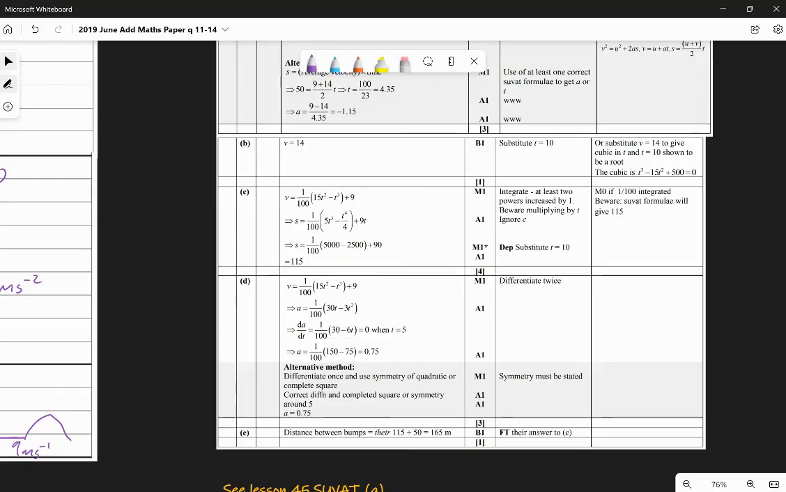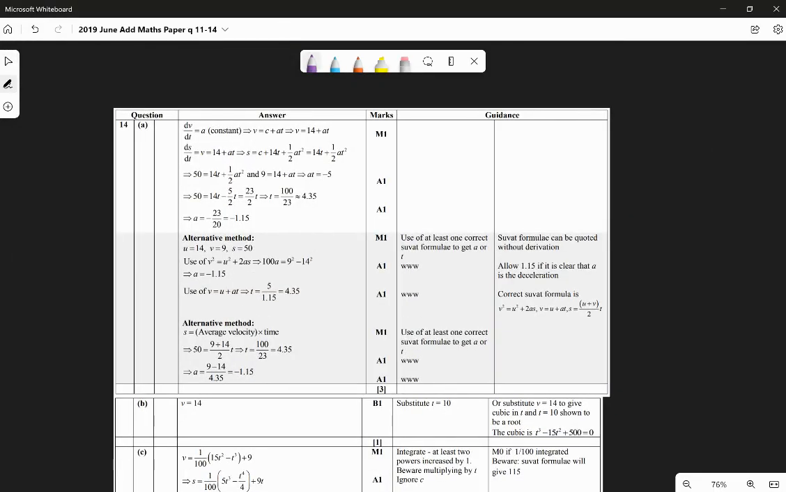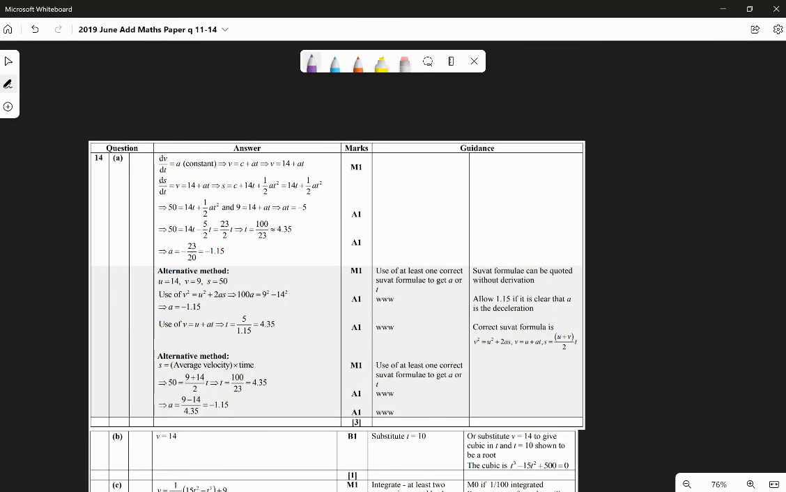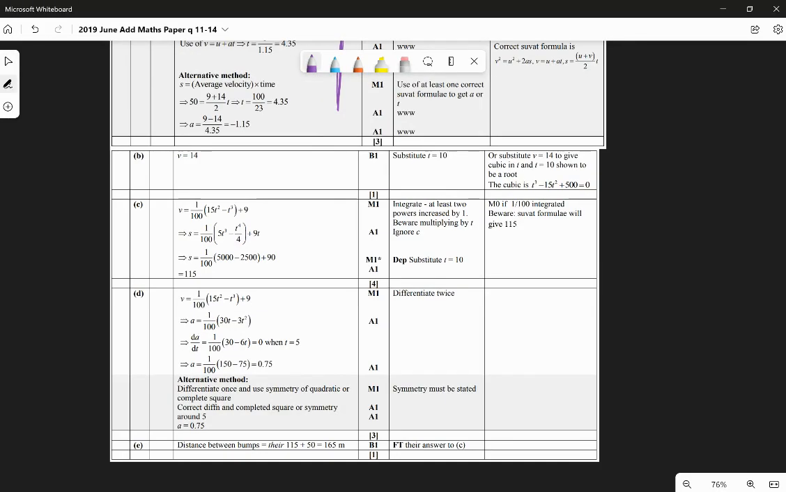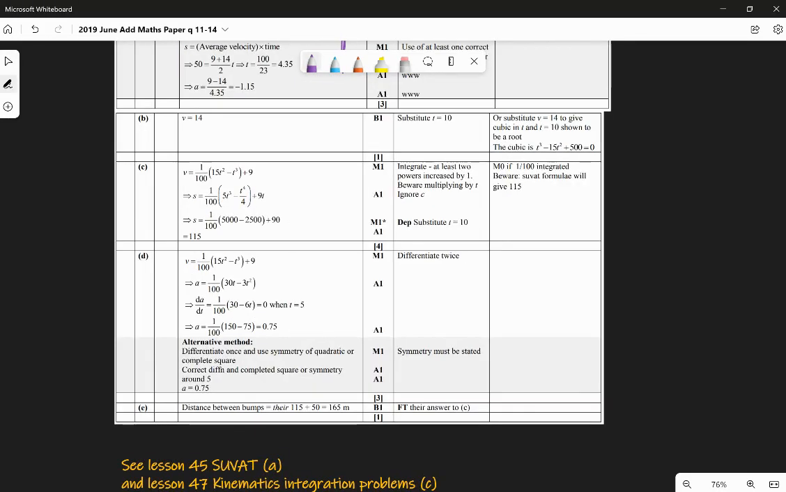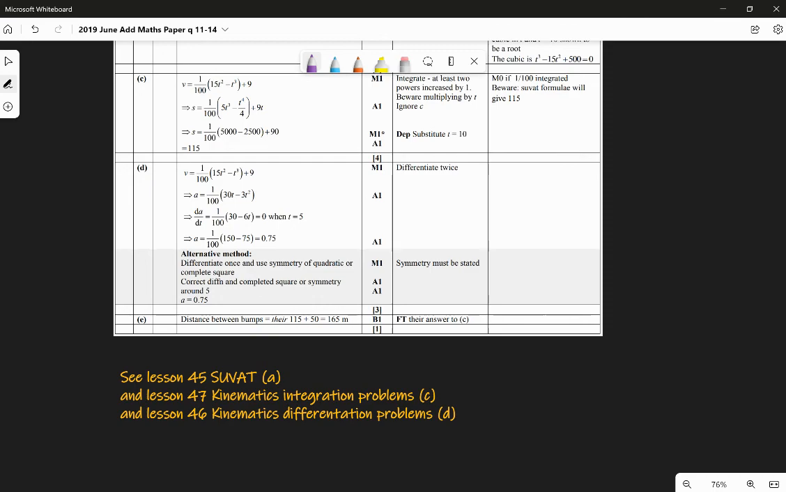Here's the mark scheme for that question. Quite involved, lots of lovely, beautiful calculus and algebra, SUVAT. You could have done calculus in the first part; I chose to do SUVAT. And lots of lovely calculus, integration and differentiation for parts C and D. And then just common sense for part E.